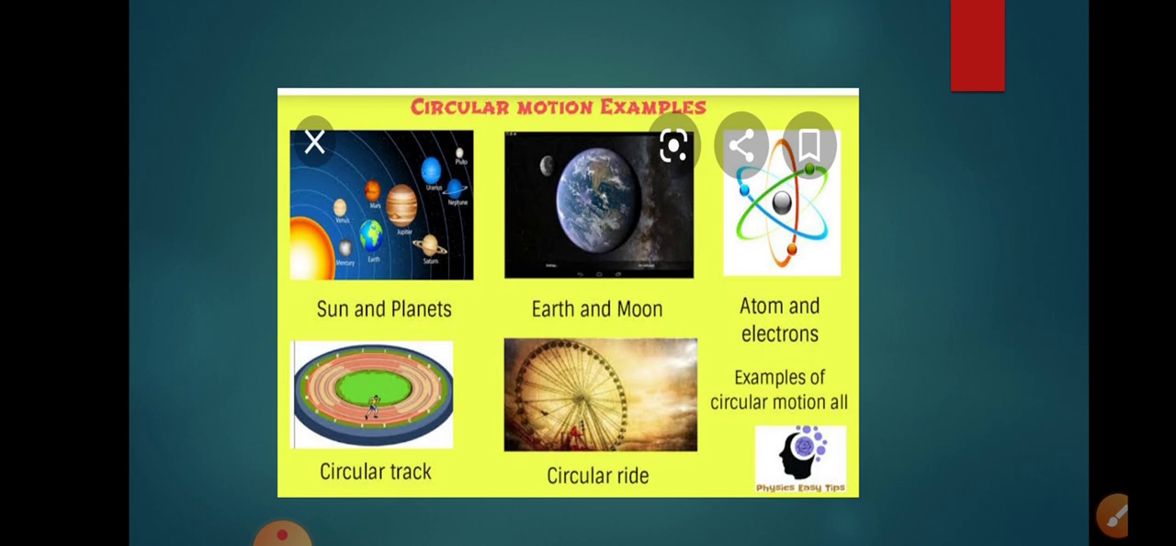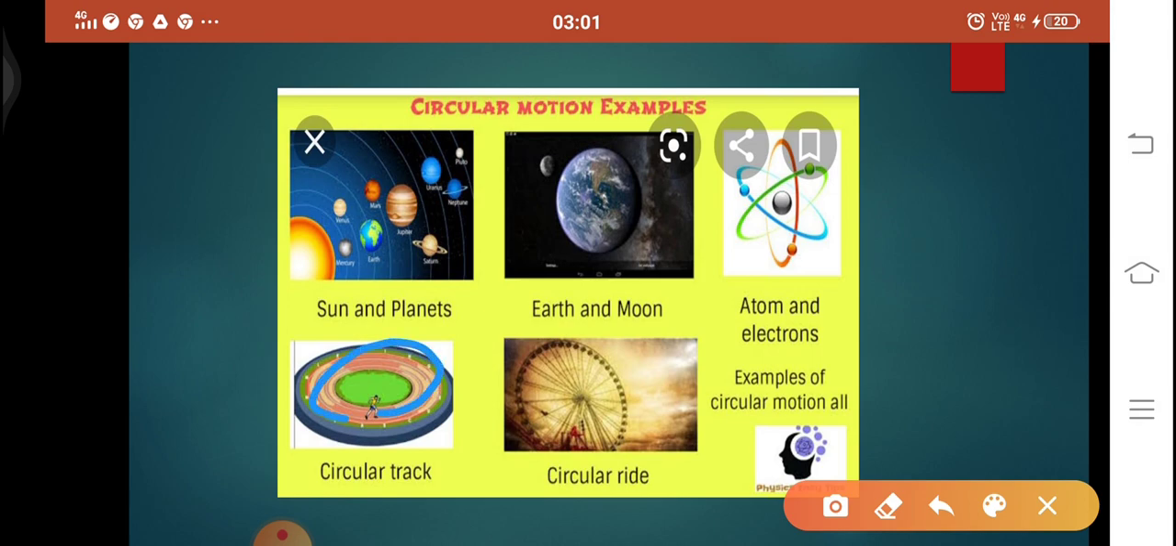See, the sun and planet. Although the planet moves around the sun in an elliptical orbit, it is considered almost circular motion. Earth and Moon, the circular track, the players see here. This is the circular track, circular ride, and this is the electron moving around the nucleus of an atom. All these are examples of circular motion.